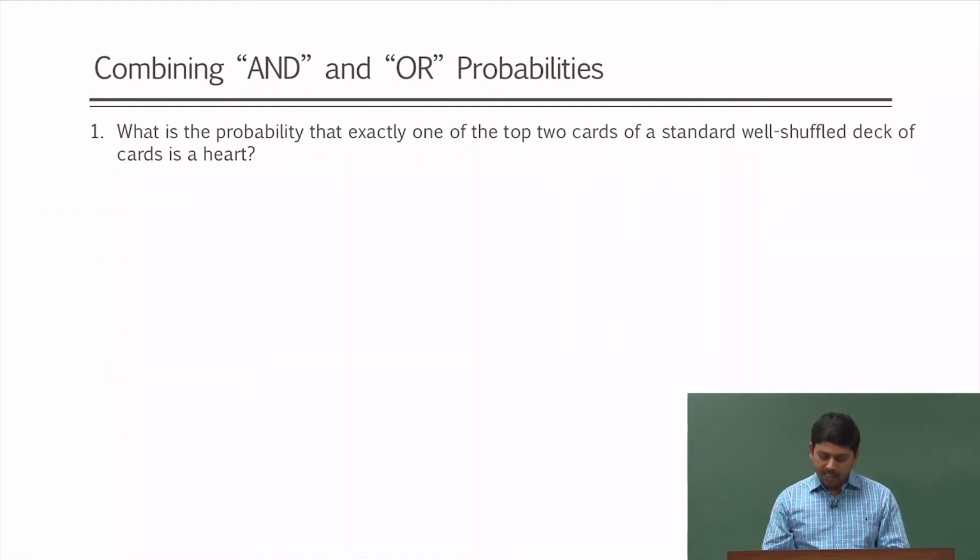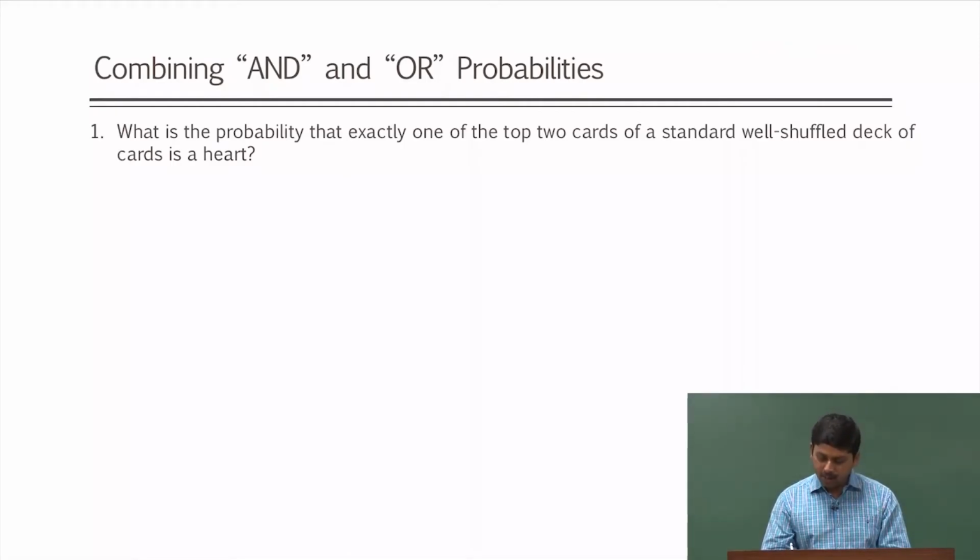What is the probability that exactly one of the 2 top cards of a standard well shuffled deck of cards is a heart? Now we are not saying that both of them have to be hearts, we are saying one of the 2. When we say one of the 2, in how many ways can I do it? If my first card is a heart, the second should not be a heart.